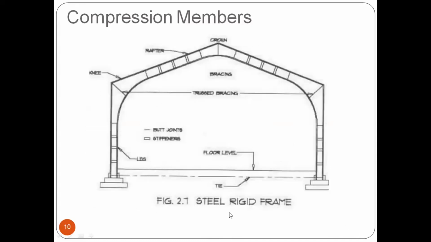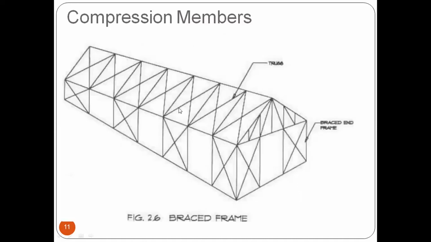Here you can see the steel rigid frame, right? Where these columns are subjected to compression. This is called the main rafter, which is acting as a roof. Okay. So these are the applications. This is a roof truss, which is called a braced frame, right? And here this is your truss member.